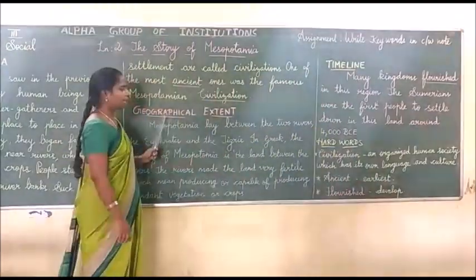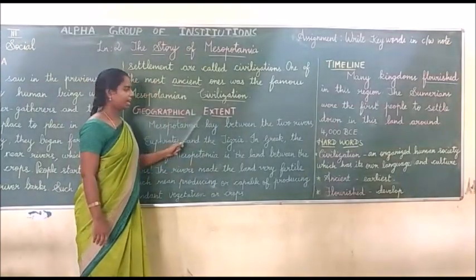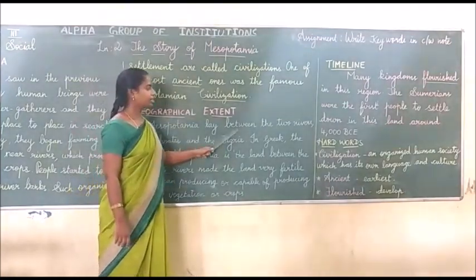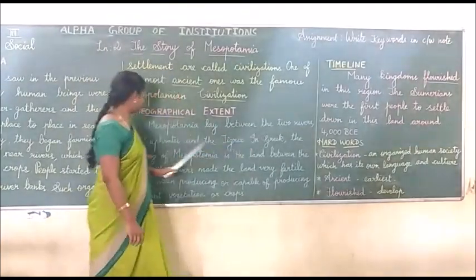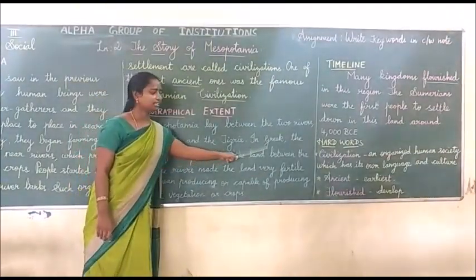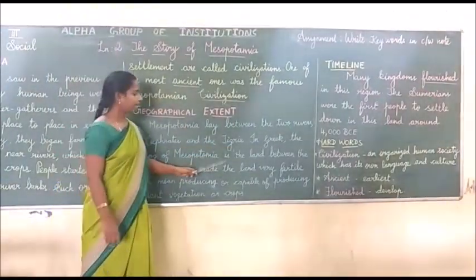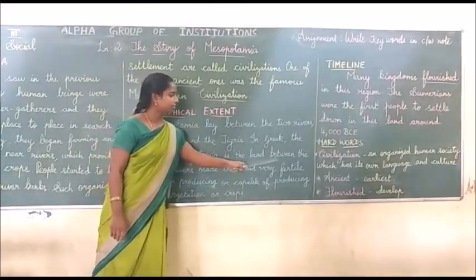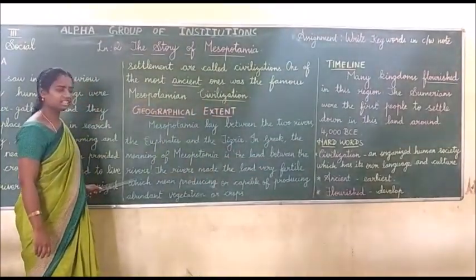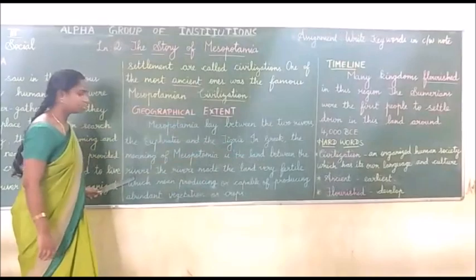Then we will move to the next topic, geographical extent. What is it? Shall we start to read first, children? Mesopotamia lay between the two rivers, the Euphrates and the Tigris. In Greek, the meaning of Mesopotamia is the land between the rivers. What is the meaning of Mesopotamia in Greek? The land between the rivers.